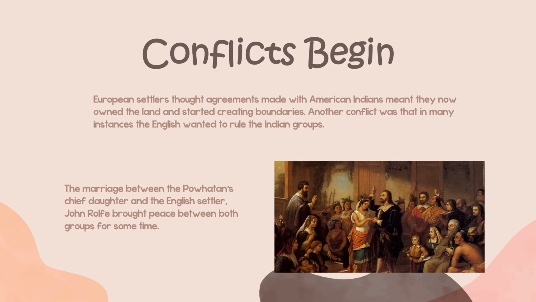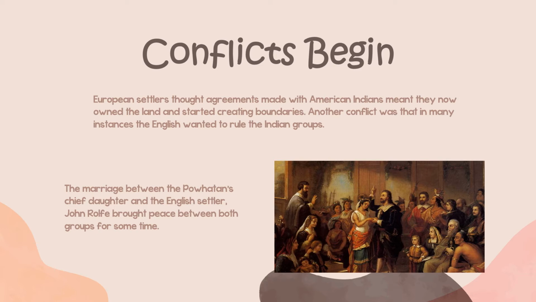Conflict grew between the colonists and the American Indians over land. As more settlers came, they wanted more land that was already occupied by American Indians. There were three wars between the colonists and the chief Powhatan's group. The first one ended when Pocahontas married English settler John Rolfe. You can see in the slide where there's a ceremony taking place, and we see some American Indians and we also see some English settlers.